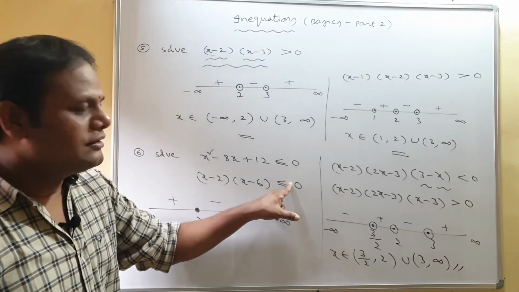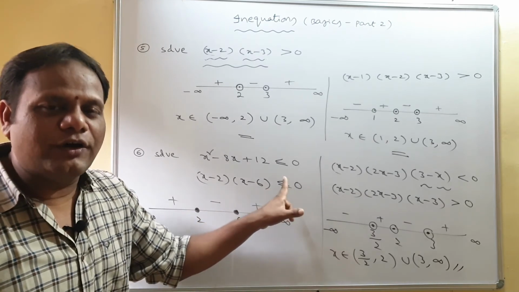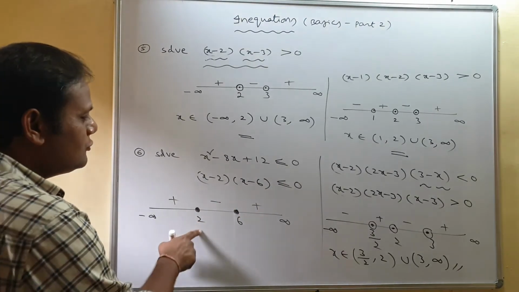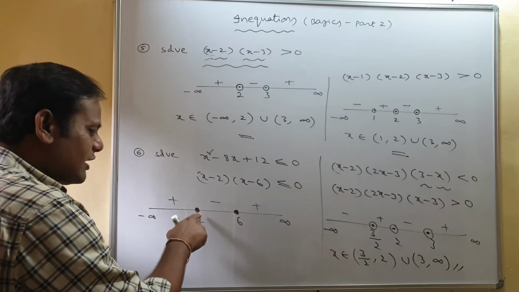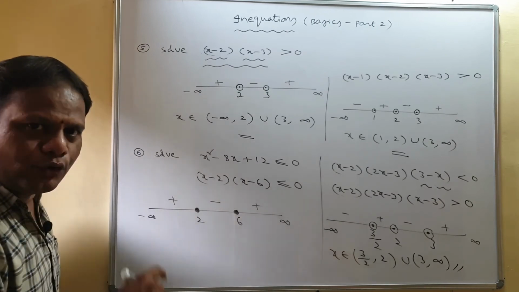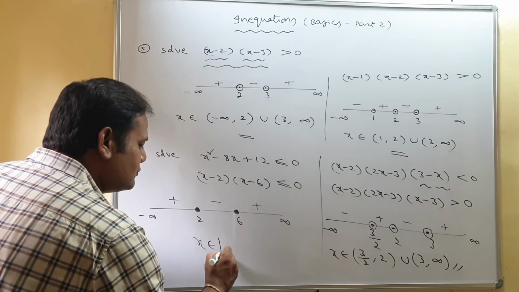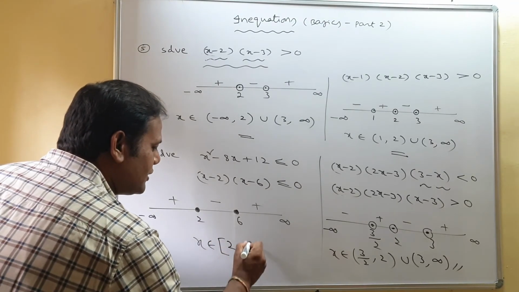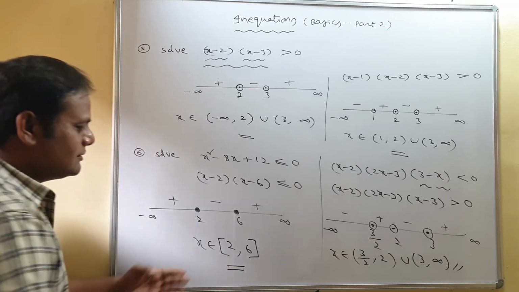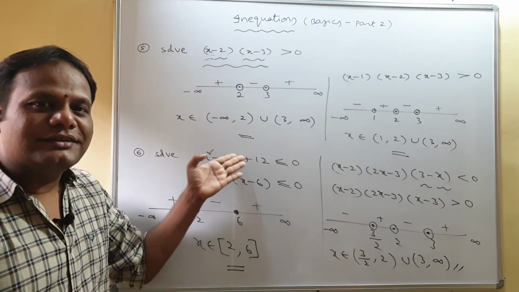What do we want? Less than. So we want negative. Where is it negative? Between 2 and 6. What about 2 and 6? Are they included or not? Yes, they are included. So x belongs to the closed interval 2 comma 6. This is the solution to this inequation.